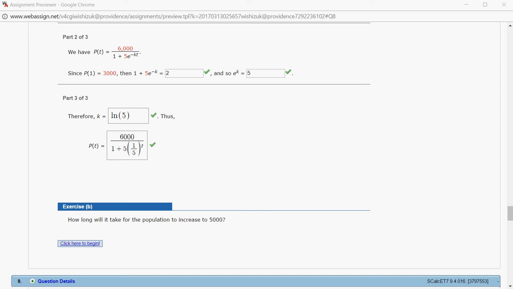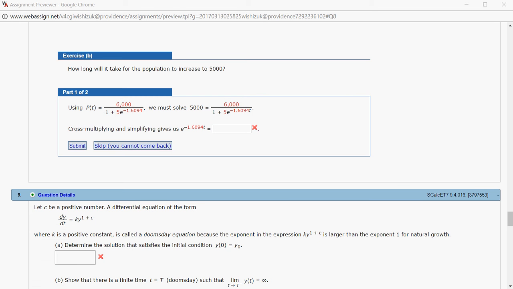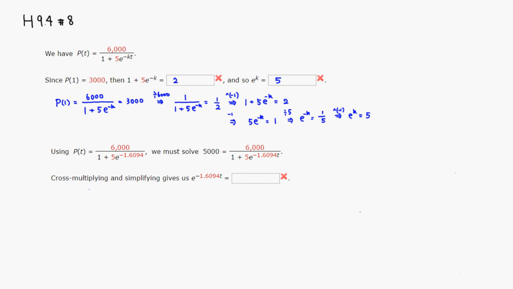Let's go into part B. It looks like they set up the equation for us. We're asking how long it will take for the population to increase to 5,000. So we set P of t equal to 5,000, and multiplying out, we get e to the negative 1.6094 t. Let's do that computation.